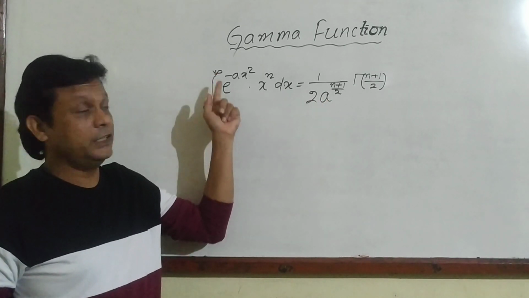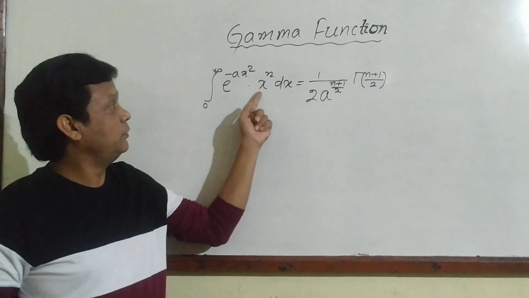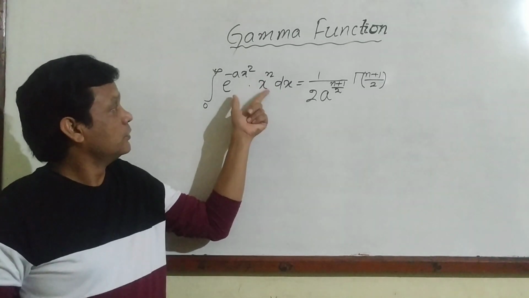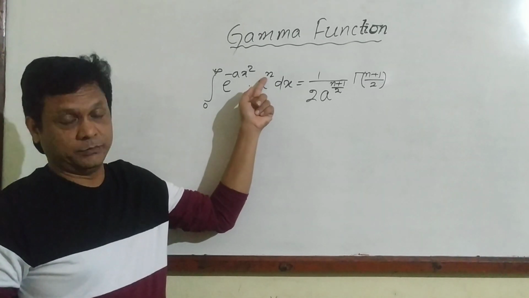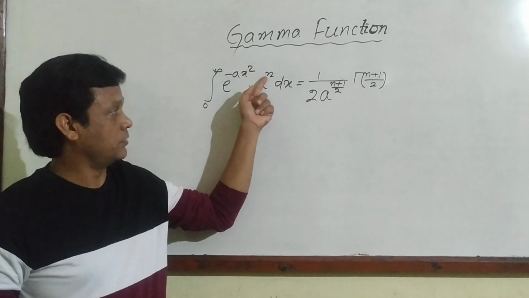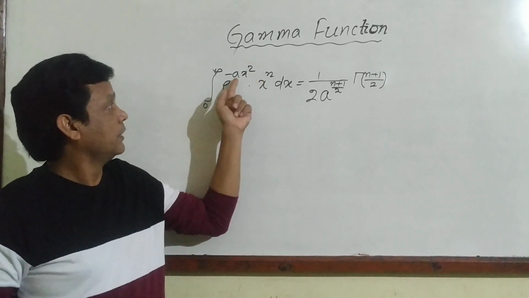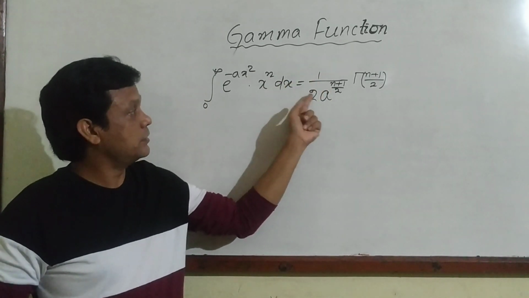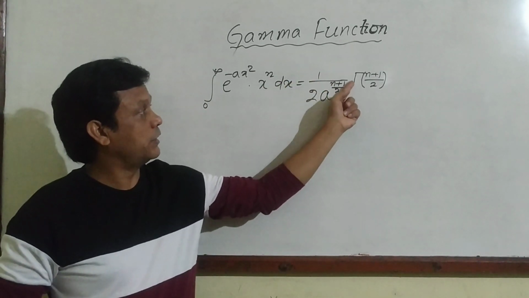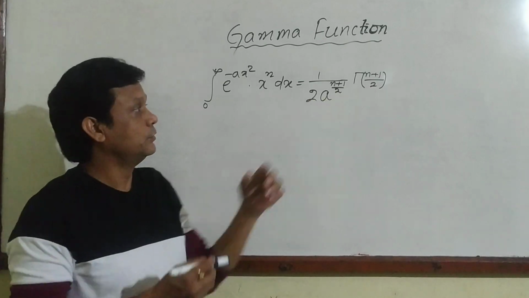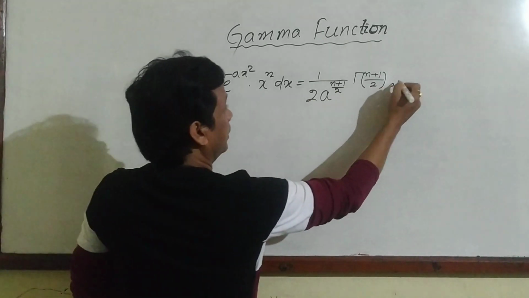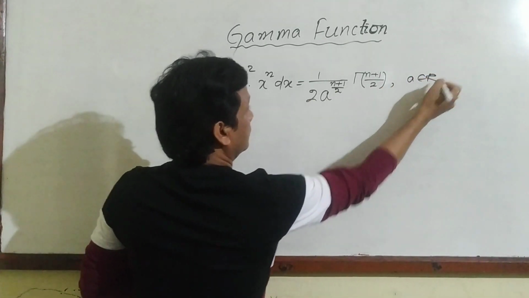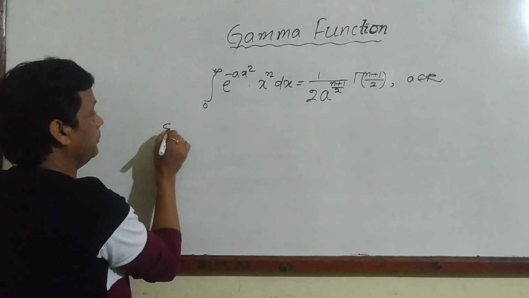Integration 0 to infinity e to the minus a x square into x to the n into dx. So here n is a natural number, or it may be a fraction also. Okay, and a is a real number. So its formula is 1 by 2 a to the power (n plus 1) by 2 into gamma of (n plus 1) by 2. Okay, here a is a real number, a belongs to R.